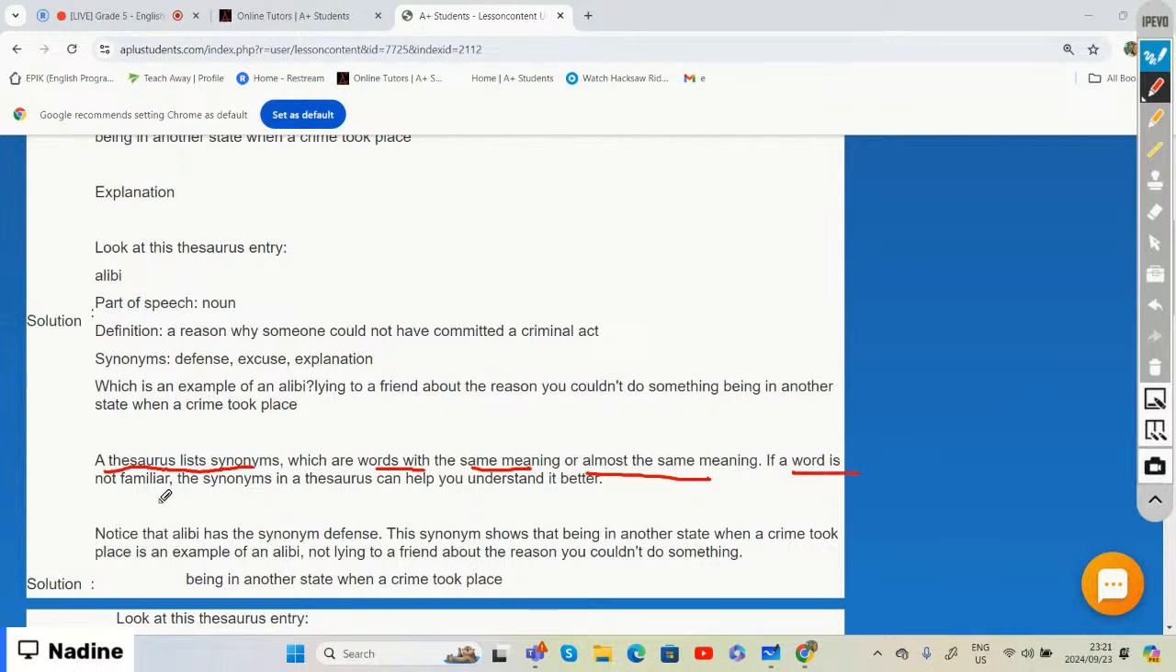And if you're not familiar with a certain word, then the synonyms within that thesaurus can help you to understand it better, because there will maybe be a specific word that you might know. It might not be that exact word that is given, but within the synonyms, you might have one word that you are familiar with.